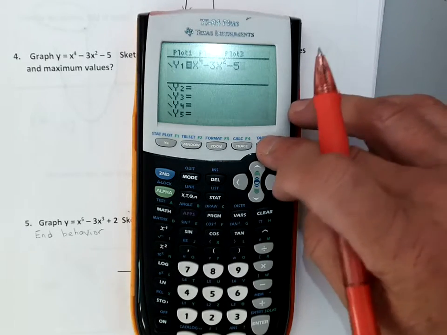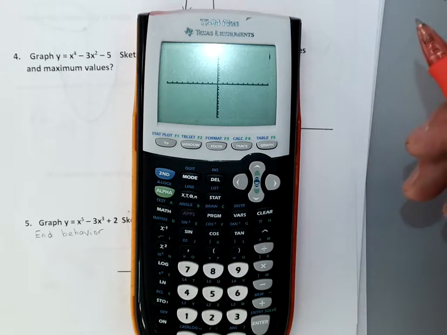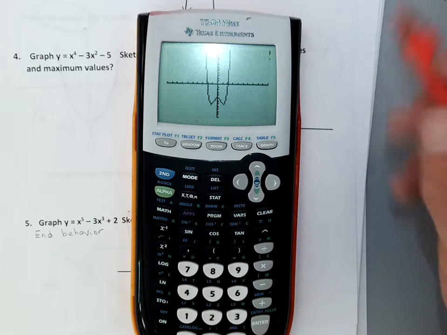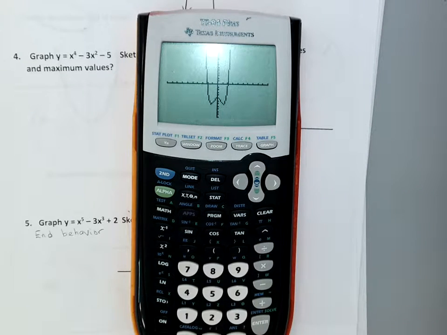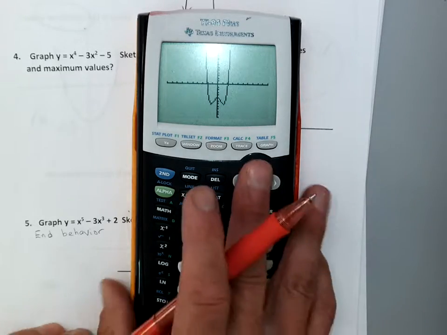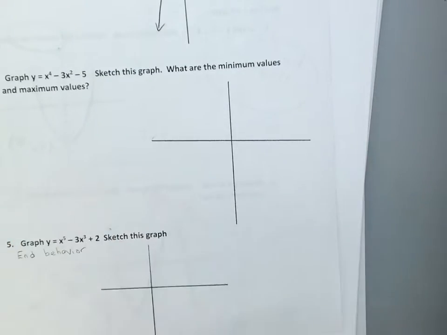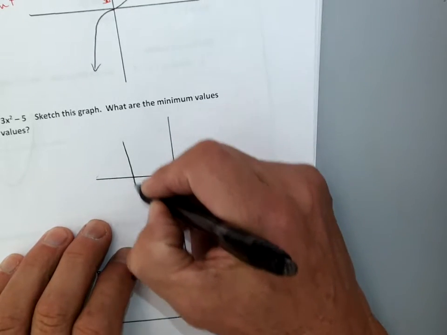Go to graph. That is a crazy graph. Weird, isn't it? Okay, we're going to take what Cody said earlier, and we're only going to find one min because we'll know the other. Let's just make a real rough sketch of that. It doesn't have to be perfect because we're going to get those points down. It looks something like this. Looks like a W, doesn't it?